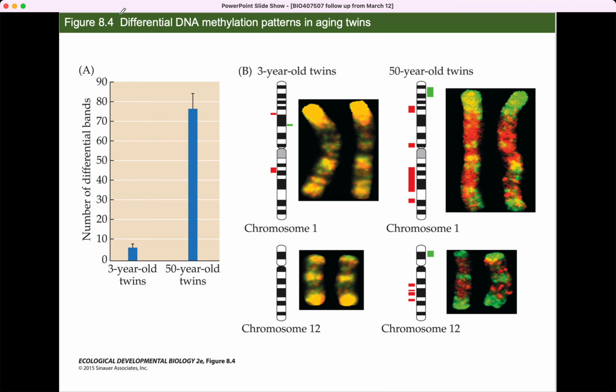And then here in chapter 8, the author is talking about aging twins. These are identical twins. I think they call them monozygotic twins here.